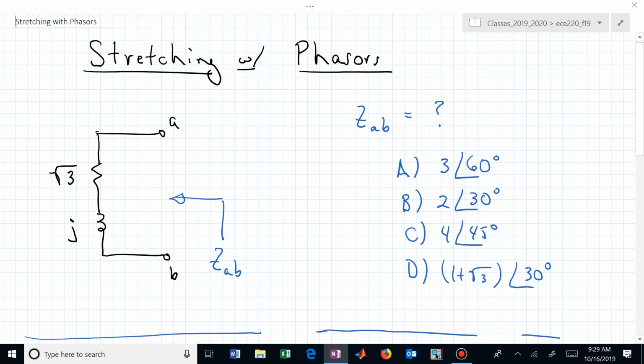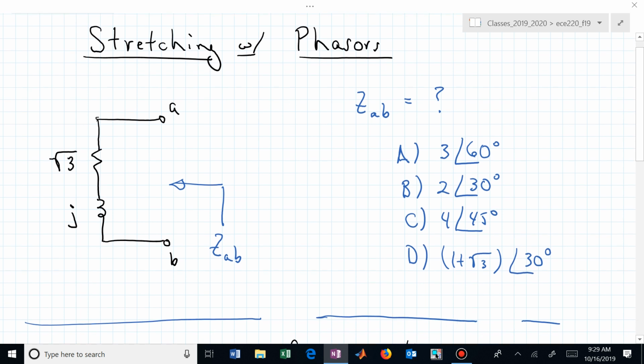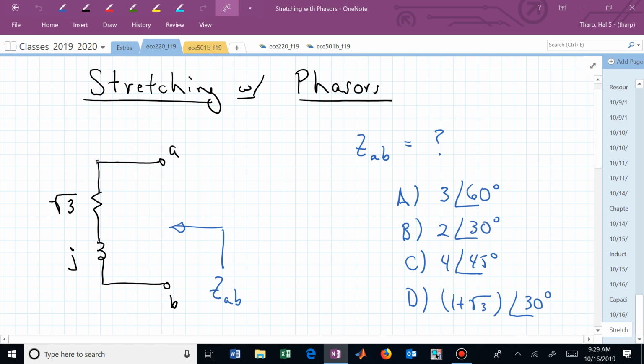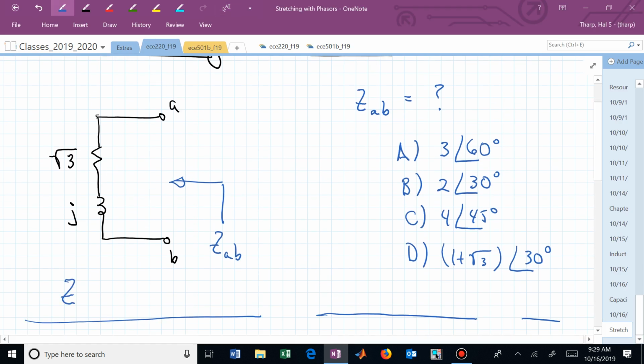I see some 2s, I see some 4s. Which one is it? Why didn't I just write this down for the answer? That's it. Correct? It's the series combination of a resistor and an inductor. You just add those impedances. Your impedance of the resistor is the square root of 3. Your impedance of the inductor is plus j.